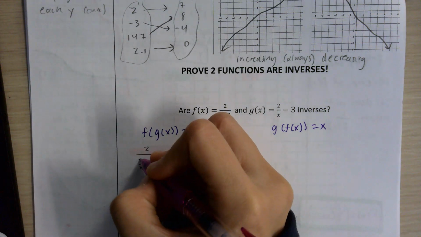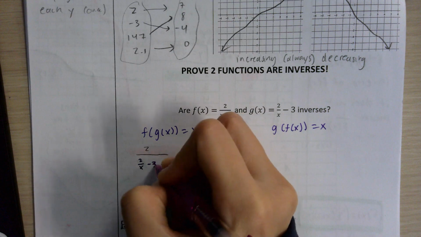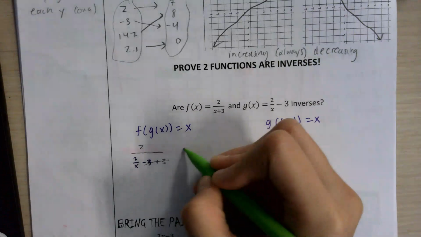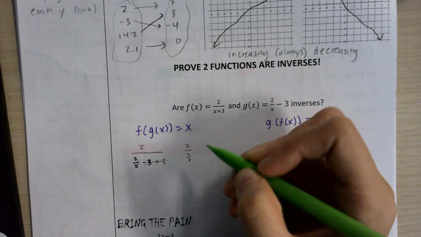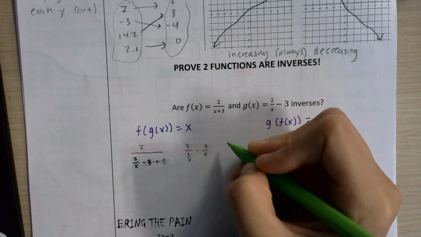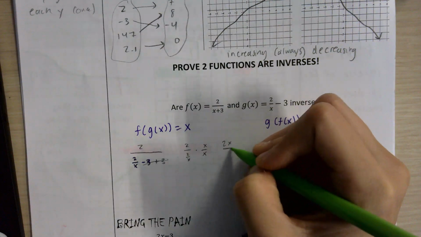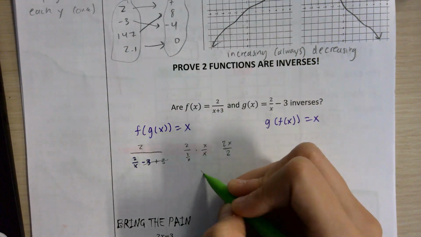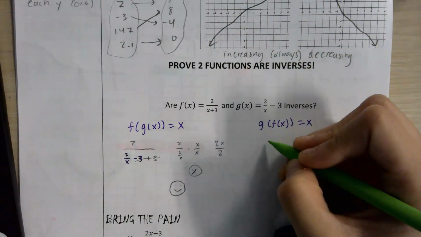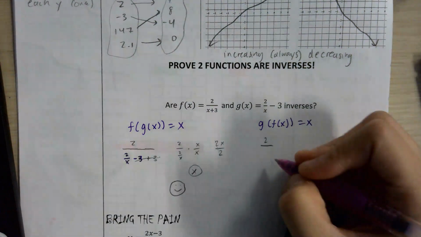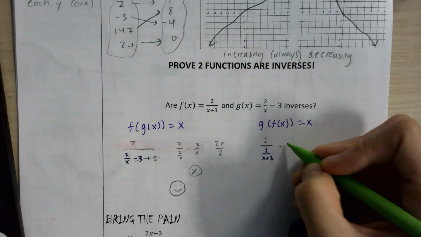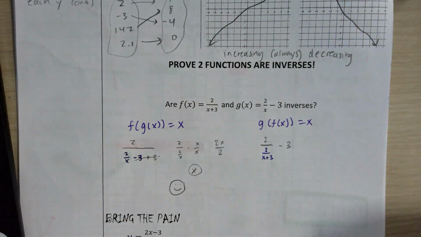Right, that's this guy. Okay, so this cancels out. So we have 2 over 2 over x. Let's multiply by x over x. So we get 2x over 2. And then that cancels out to just x. And then here we have 2 over, and then we're going to put this guy, 2 over x plus 3 minus 3. So what can we do here?